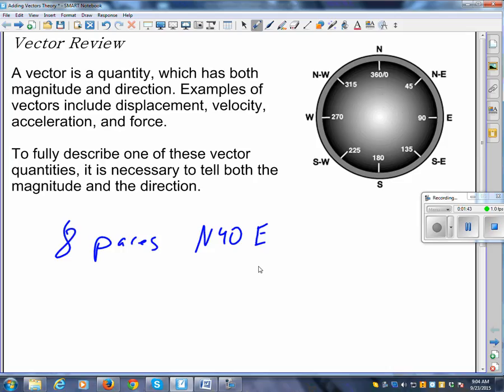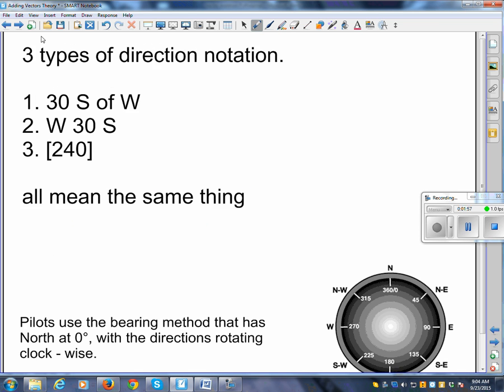North 40 east would be like north, and then I go 40 degrees towards east, right? Yes? Yes, I get that, Mr. Manning. Excellent.